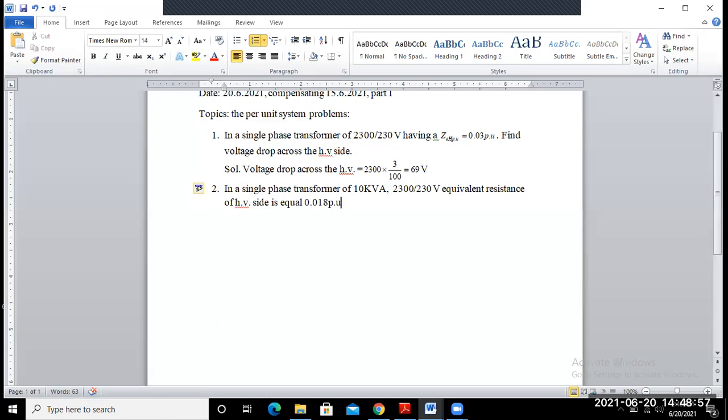So find the ohmic loss at the rated current. How can we find out the ohmic loss? Find the ohmic loss at rated current.